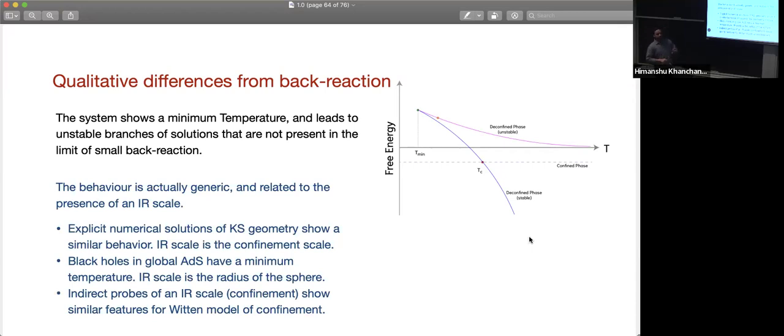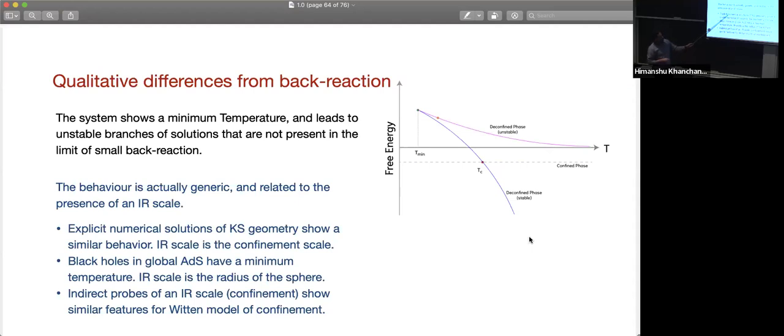Now, this will connect to another way in which I could have motivated the whole thing. This behavior is actually very generic. This existence of a minimum temperature is actually very generic. So the thing that I answered to Massimo earlier: if you look at explicit numerical solutions of Klebanov-Strassler geometry, which by the way are a tour de force because there are like 14 scalars and a lot more complicated dynamics that you have to solve, but people have done it. And there you find that there is a minimum temperature. Very clear, there is a minimum temperature and it's right close to the critical temperature. So there's not even much space between the minimum temperature and the critical temperature.